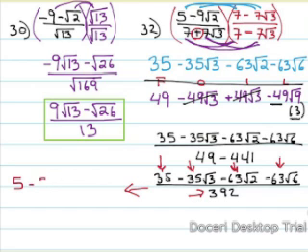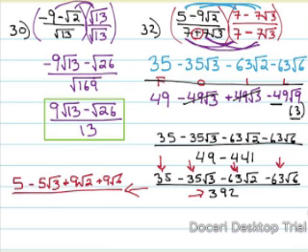5 minus 5 radical 3 plus 9 radical 2 plus 9 radical 6 all over 56. And I know that was a tough problem. It was a long foiling problem. Not much canceled out, but that ends up being your final answer.